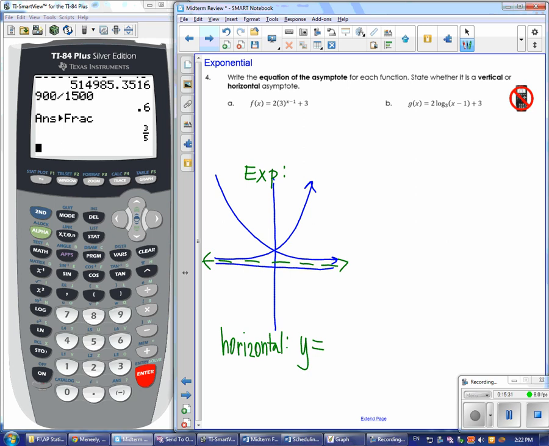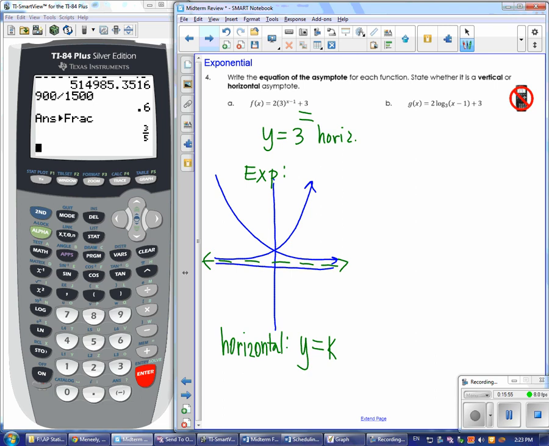If your function has been transformed, then you want to think about the value that affects the values on the y-axis. And that's going to be your k value. So whatever your k value is going to be your horizontal asymptote for an exponential function. So in this problem, it's going to be y equals 3, and it's going to be a horizontal asymptote.